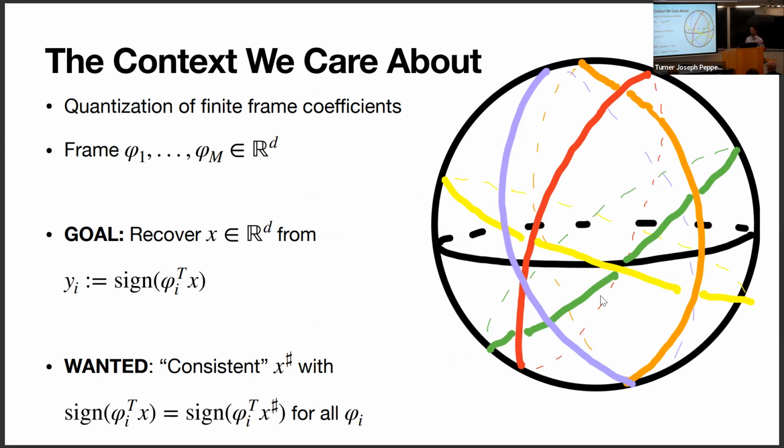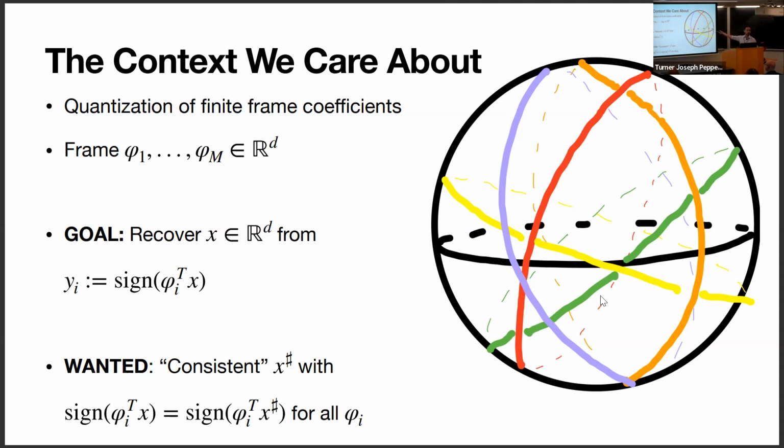What do I mean by a finite frame? It's just a spanning set of R^d here. And the goal is I have some unknown vector x in R^d that I'd like to recover. And what am I given? I'm given some signed measurements of inner products with my frames. So I'm just getting plus ones or minus ones. Now, because I'm tossing away so much information from just taking the sign, of course I lose magnitude information. So it's sufficient to just say, I'm trying to find a vector x on the unit sphere in R^d.